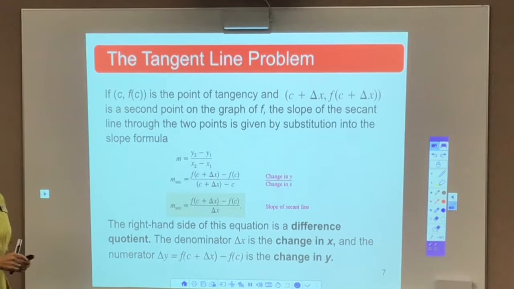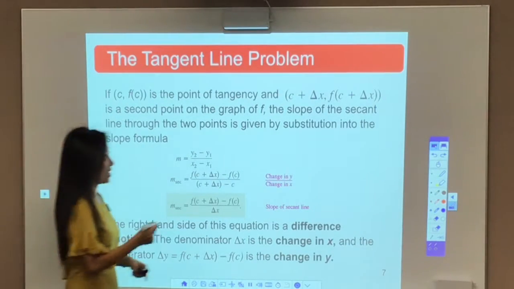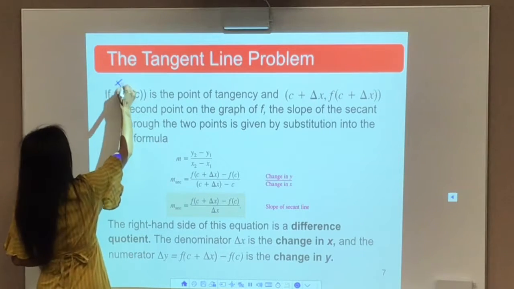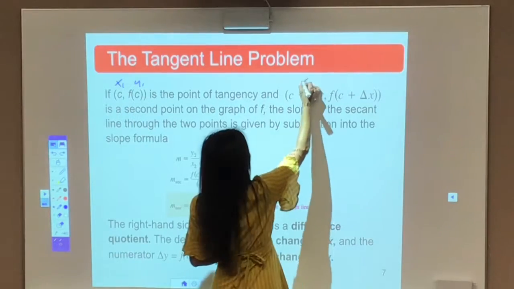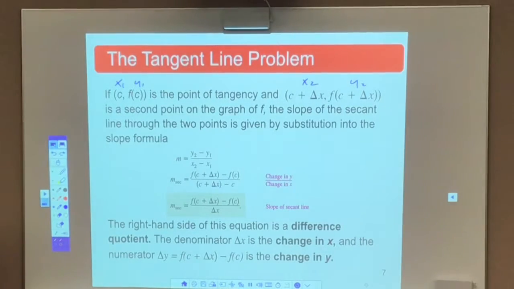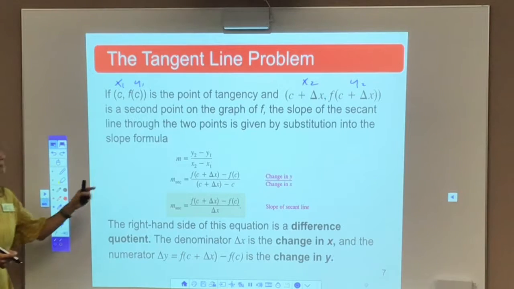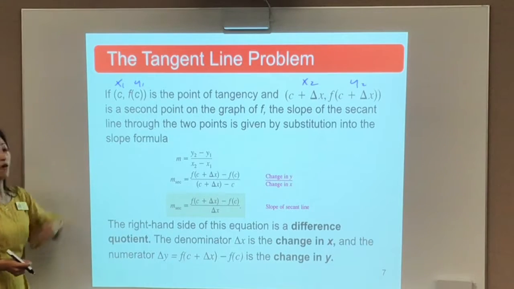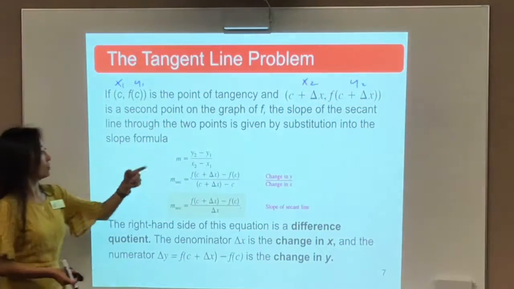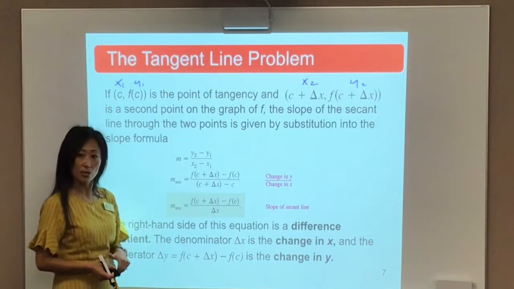Yes. All right. If C comma f of C is a point of tangency, and C plus delta x, f of C plus delta x, you can think of this as what? The way that we know x1, y1, you can think of this as x2, y2. Is everybody with me? Or you can think that way. It's the second point on the graph of f. The slope of the secant line through the 2 points is given by substitution into the slope formula. Did you hear that? Yes. Slope formula. We're using a slope formula. So slope is what? y2 minus y1 over x2 minus x1.